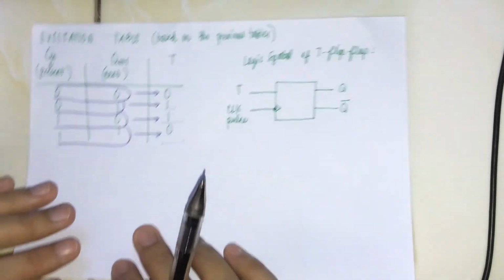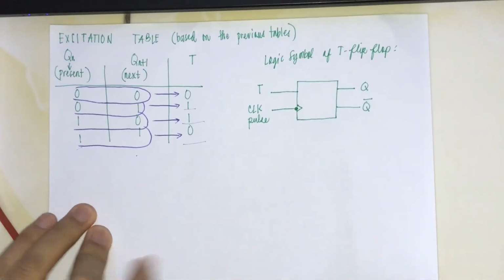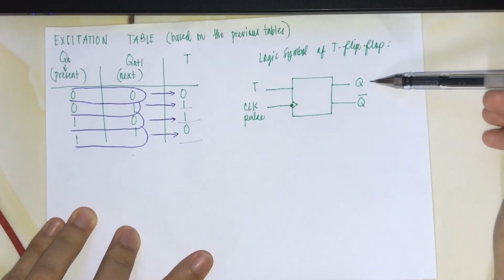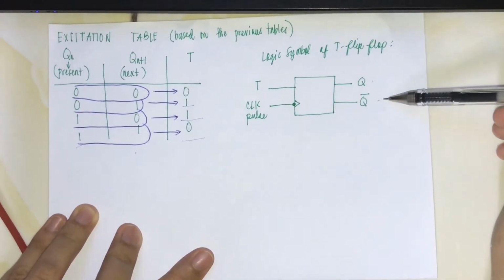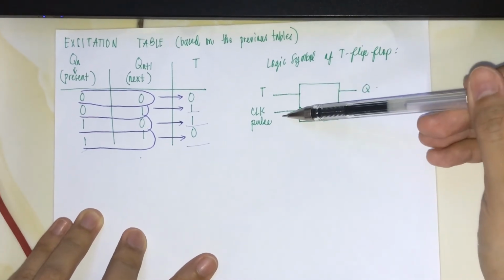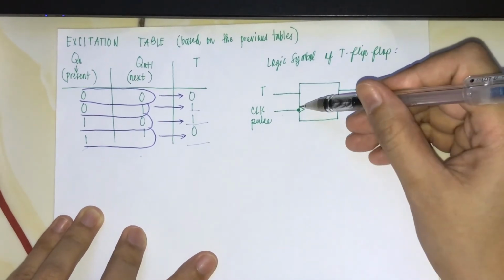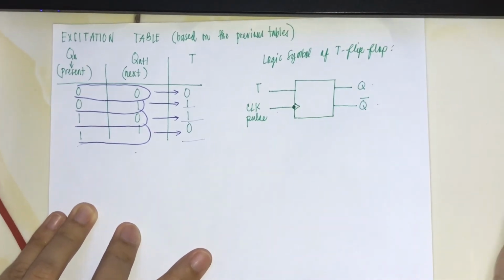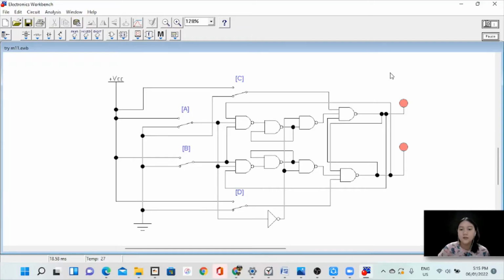So for the logic symbol of T flip-flop, in this block diagram, we have 2 outputs, which are the Q and the Q bar. We have inputs T and the pulsating clock, which has a small triangle and a bubble. So now we're going to proceed into our circuit simulation.